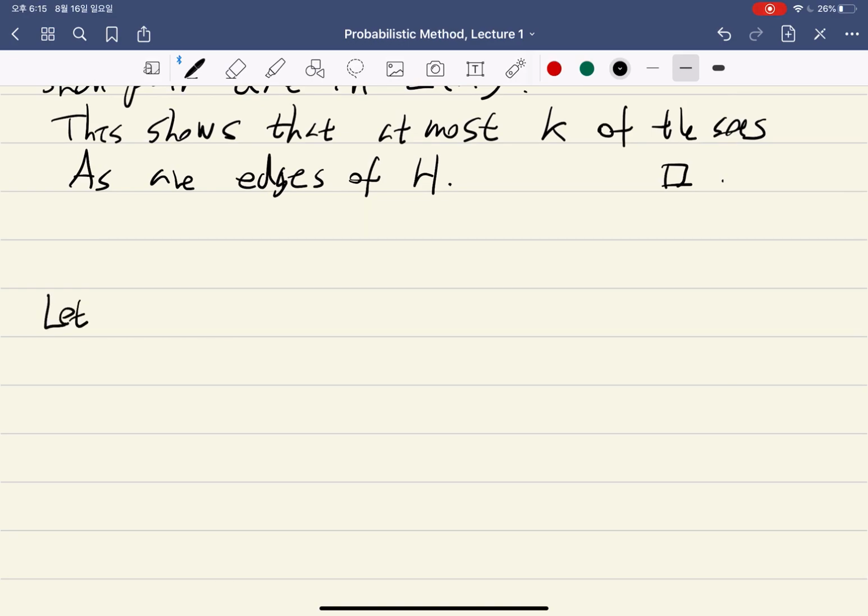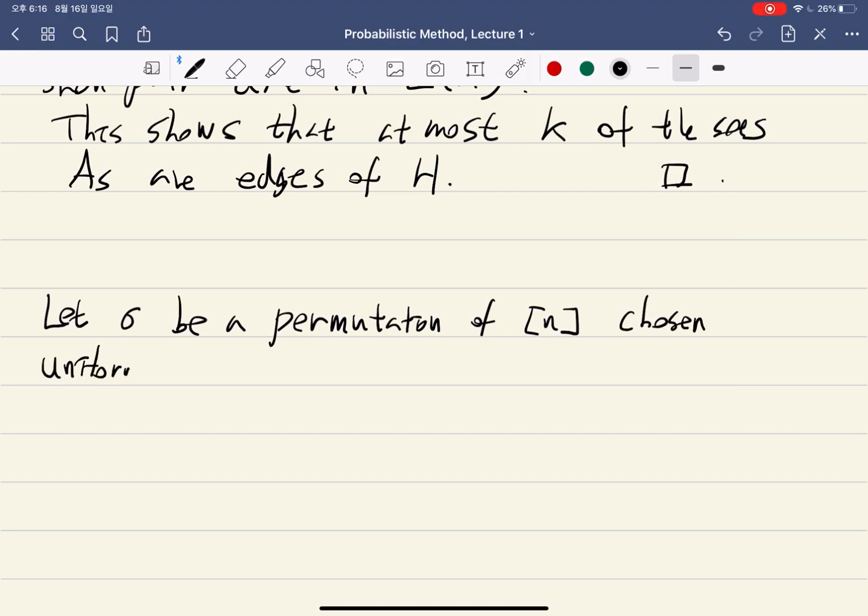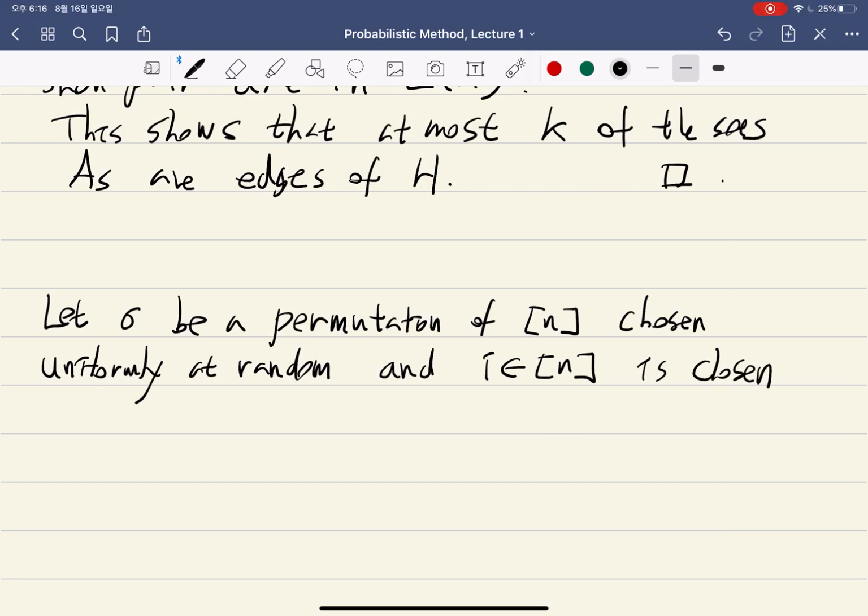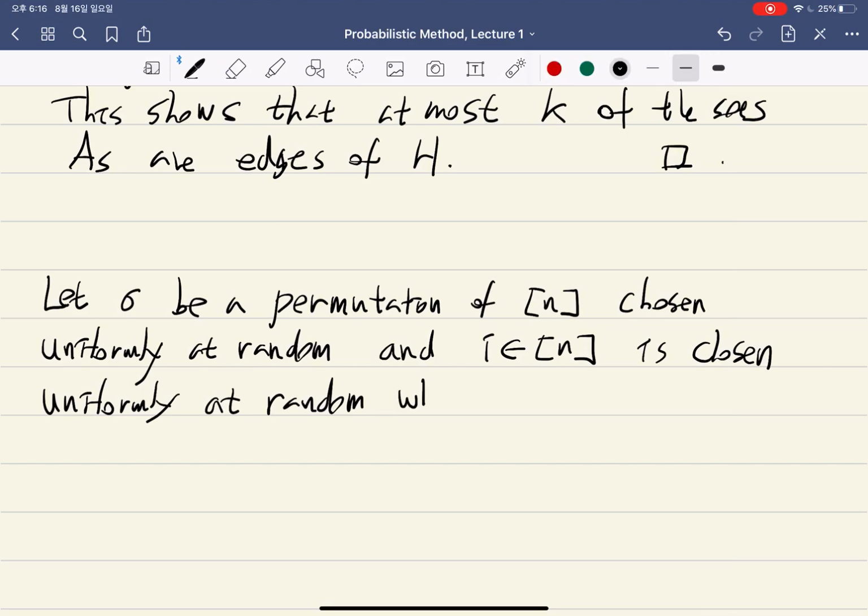And now we consider some random experiments. Let sigma be a permutation of [n], which is chosen uniformly at random. And let I be an index between 1 and n, also chosen uniformly at random. And the choices of sigma and I are independent.